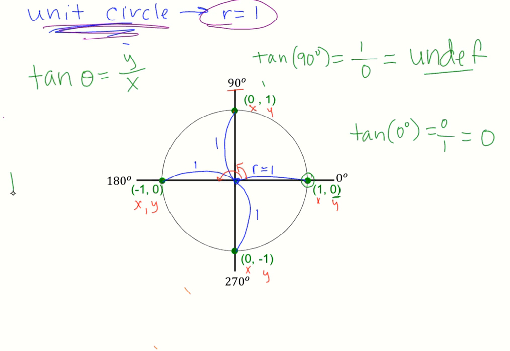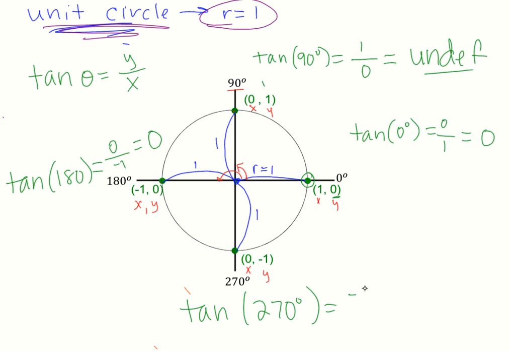Okay, over here at 180. Tangent of 180, again, it's y, which is 0, over x, which is -1. 0 divided by anything is just 0. And finally, 270, y is -1, x is 0. Uh-oh, not allowed, so it's undefined.